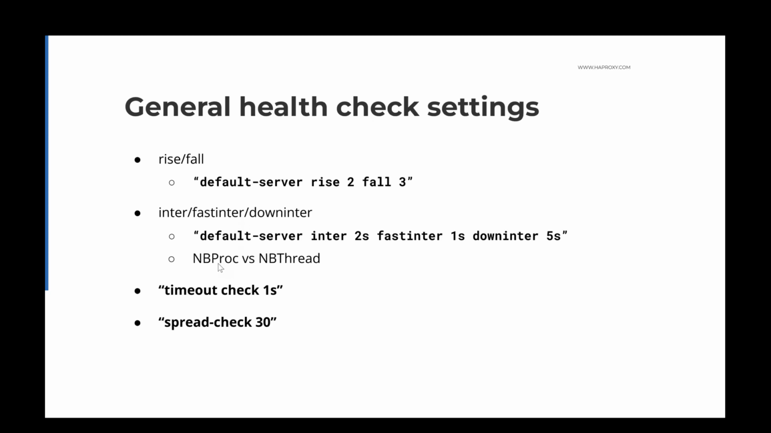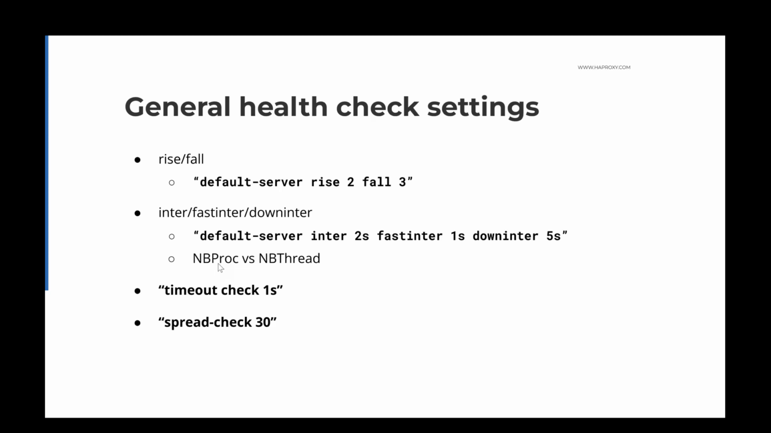One quick note about nbproc versus nbthread. nbproc is a little bit old by this point, but it is still very frequently used. So nbthread is the automatic mode. If you're using 2.0 or newer, it makes 1 thread per core, or you can specify the number of threads. But if you specify nbproc, it only uses processes. If you're using nbproc, every process has its own individual health checks.